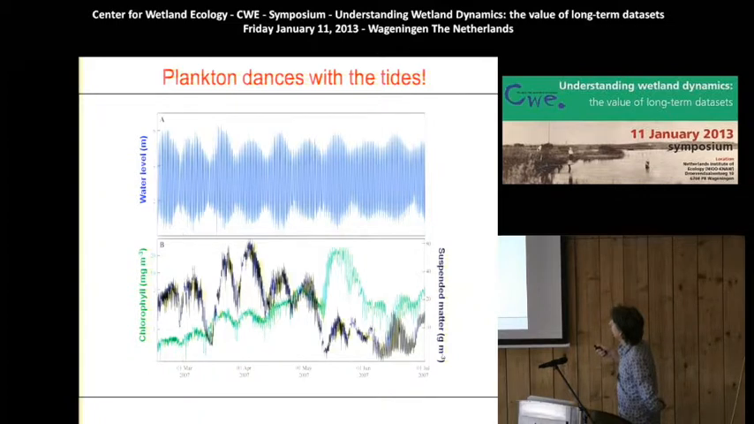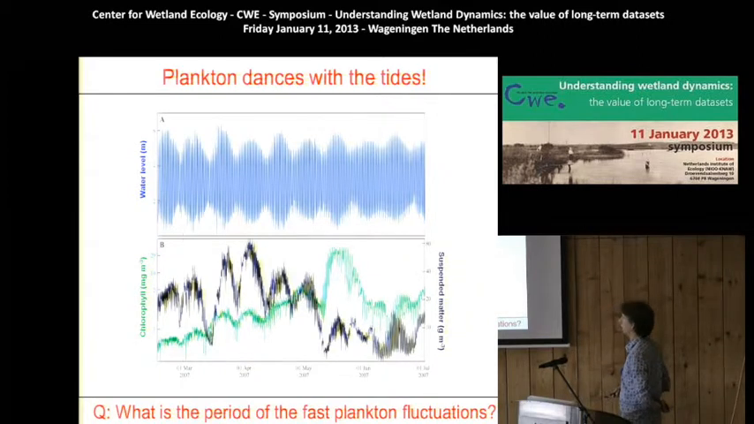So when the tidal range is the largest, so during spring tide, we have the highest particulate matter concentrations in the water column. And you can also see it here in the chlorophyll. So when we have spring tide, we have very high chlorophyll concentration. When we have neap tide, we have low chlorophyll concentrations. And in addition, you can also recognize that there are faster fluctuations here in both chlorophyll and suspended particulate matter.